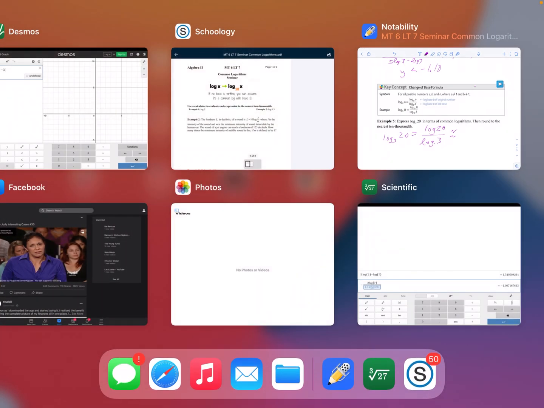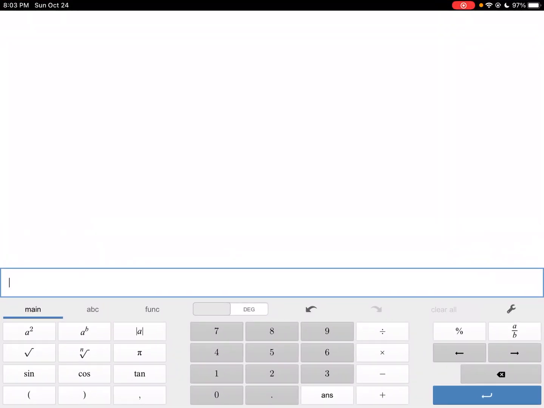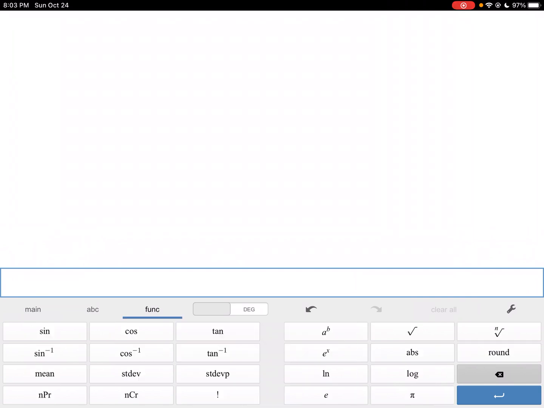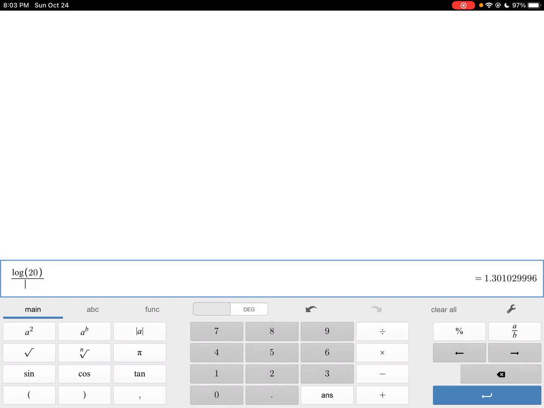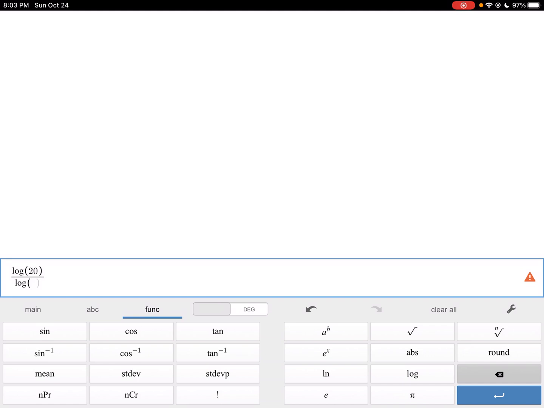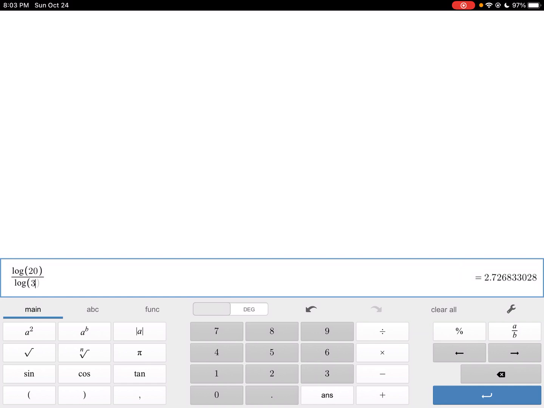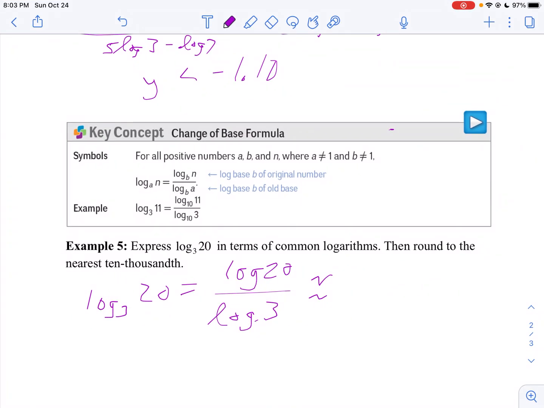So I'm going to take the log of 20 on my calculator. So function log 20 divided by log function, sorry, log 3. Okay, and you get 2.7264. So I'm going to say that's about 2.7264. That's your change of base formula.